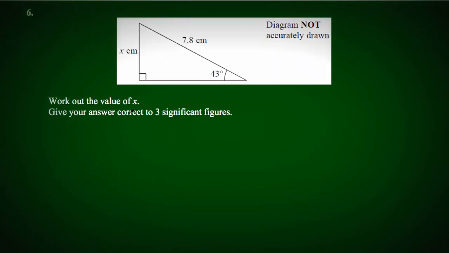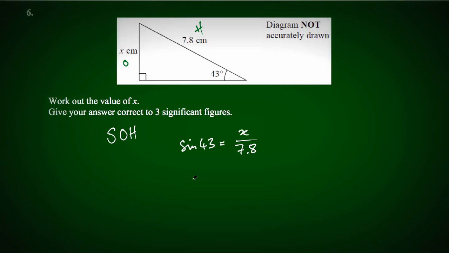Question 6. Work out the value of x. Give your answer correct to three significant figures. This is a right-angled triangle. I've got the hypotenuse here, and I've got the opposite side to the angle. So I'm going to use sine, because from SOH CAH TOA, sine is opposite over hypotenuse. So sine 43 equals opposite over hypotenuse 7.8. Instead of O, I'm going to call it X, for that is the opposite side there.